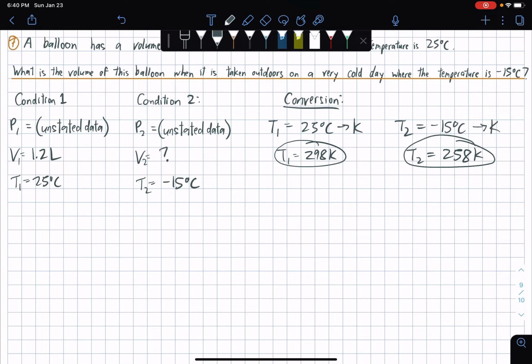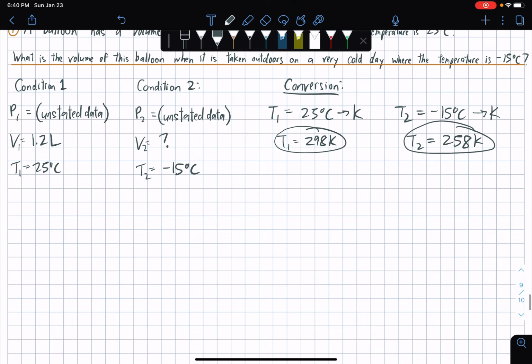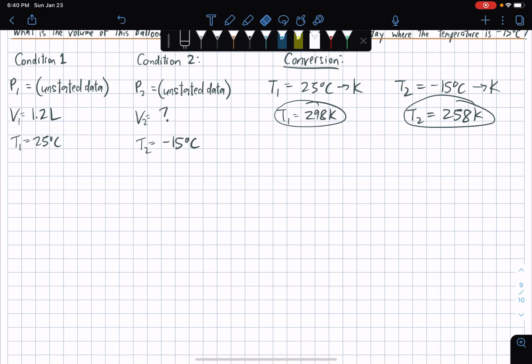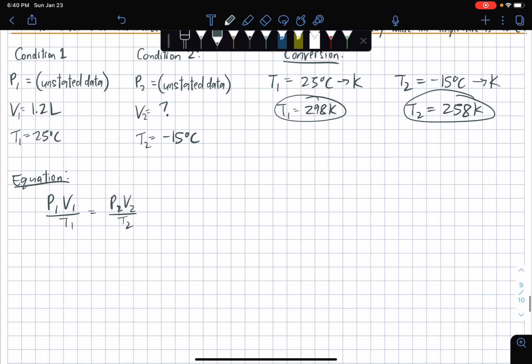Okay, let's move to making the equation. I suppose everything is already stable. All of the variables are in their corresponding default units. So equation, again, we have to base it onto the combined gas law formula. So yeah, this time what's missing is V sub 2, and the unstated data is pressure. Therefore, we have V sub 1 over T sub 1 is equivalent to V sub 2 over T sub 2.